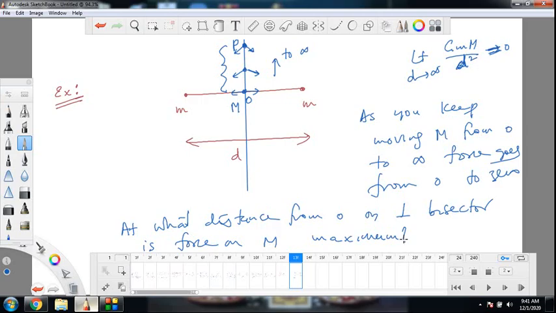Okay. Suppose your height was 0 today and after 4 years again it is 0. In between you might have grown and again decreased in growth, if it is possible. It's a hypothetical example I am giving. So there is a point where you reach a maximum height. After that you decreased. So here also the same thing. So you have to find that distance where force on capital M is maximum. So this is a problem related to maxima minima.